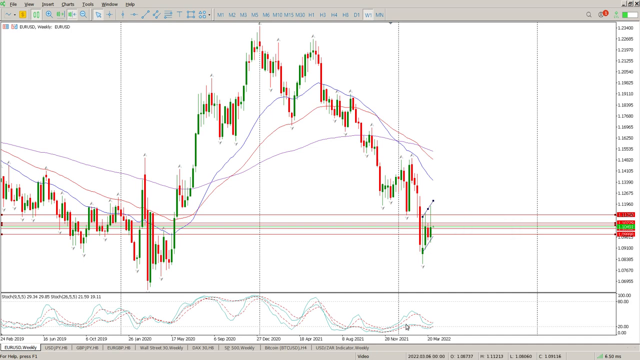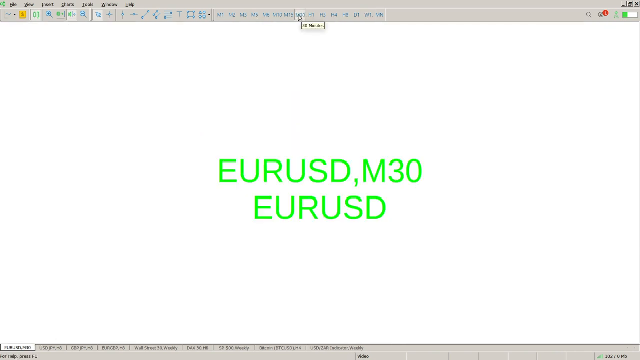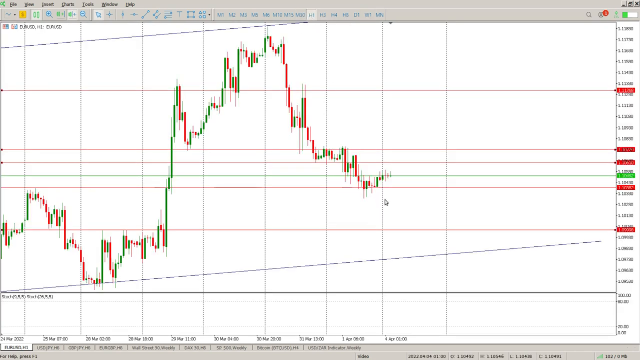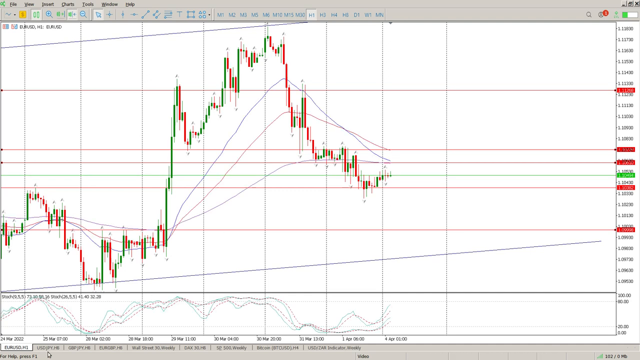Only thing that concerns me in the weekly is the divergences. So keep to the lower time frames. So keep down to the hour, 15-minute, probably down to this flag. I don't think that's going beyond the bottom of this channel and then back to the top of the channel eventually. So that's kind of Euro USD.